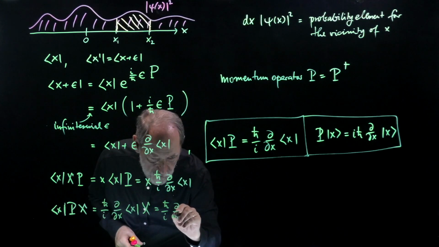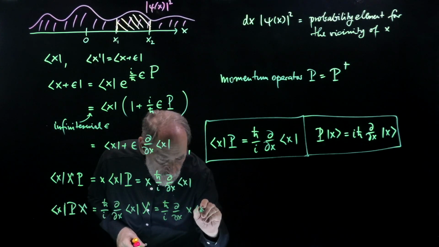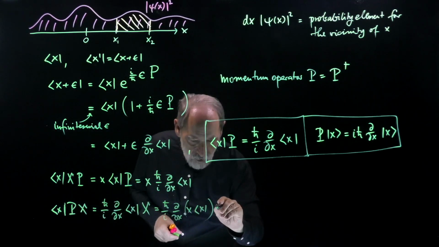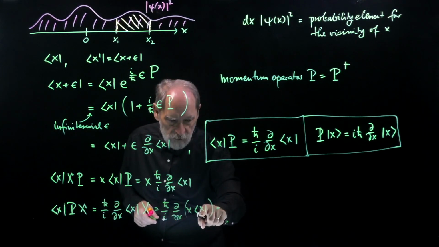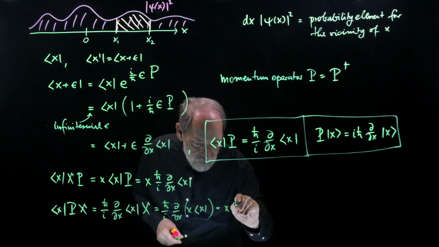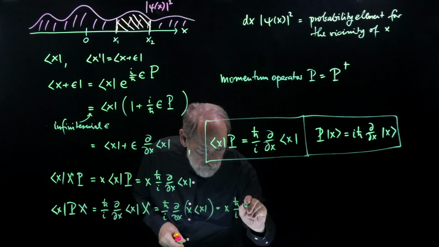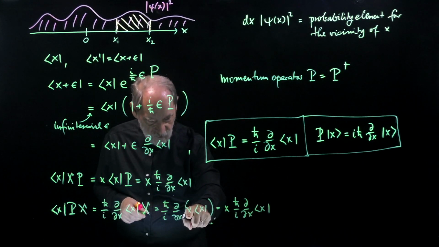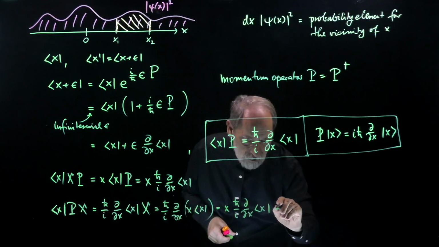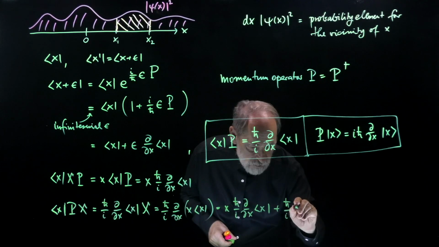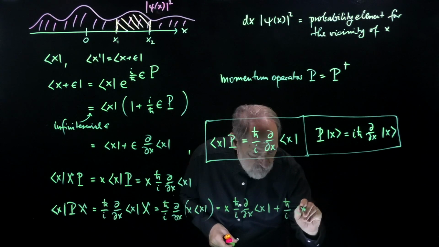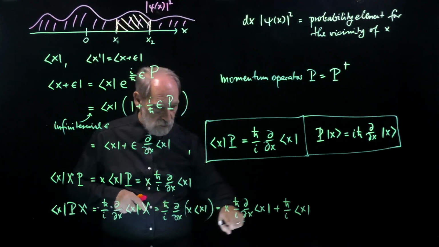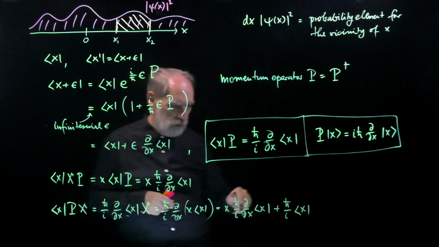And so what is now differentiated is the number x multiplying the bra at x. And so there is a term where I differentiate the bra, that is x h bar divided by i, the derivative of the bra. And then from the product rule, there's a second term where I differentiate this x, and that just gives us h bar divided by i and the bra at x surviving. Okay, so now this is exactly the expression that we have here.